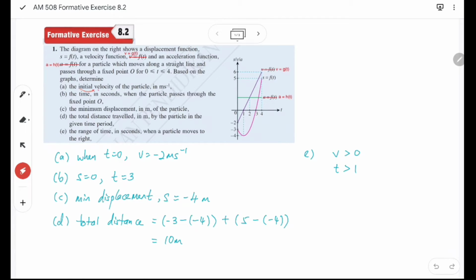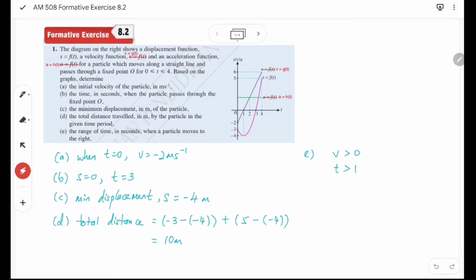So initial velocity means that we want the velocity when t equals 0. On the velocity graph, when t equals 0, it is at -2. Therefore, the initial velocity is -2 meter per second.